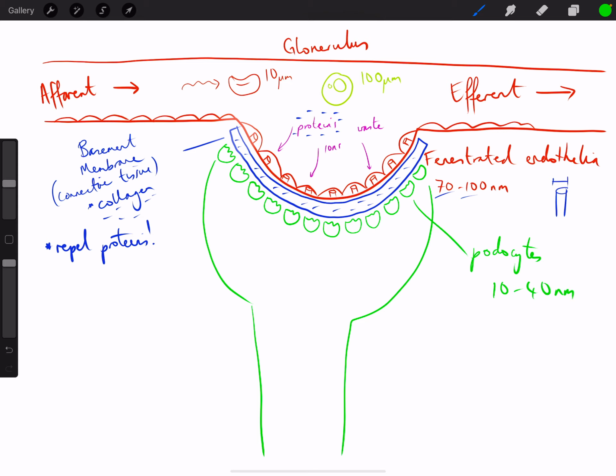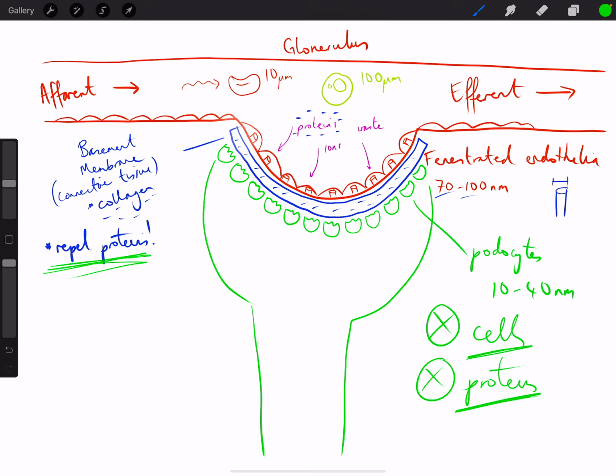So again, they're now hitting the point where no cells should be getting through at all, and now no proteins should be getting through. The main reason why no proteins should be getting through is because of the collagenous connective tissue of the basement membrane. Now, the reason why I'm telling you this is because sometimes if somebody has some sort of renal or kidney issue, they can pee out cells, they can pee out proteins.